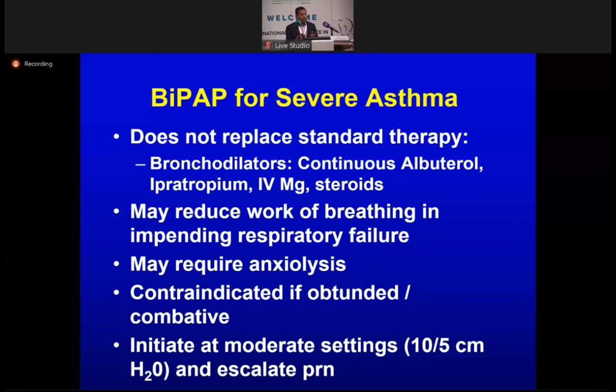Some patients tolerate BiPAP well, but some patients are more anxious because BiPAP involves a bigger circuit, bigger mask, etc. So a mild dose of anxiolysis may be indicated and may be safe in these patients. It becomes contraindicated if the patient becomes obtunded, combative, or the mental status starts failing. That becomes an indication for intubation. Again, we initiate it at moderate settings at approximately 10 by 5 centimeters of water, and then you can gradually tailor it to the response.